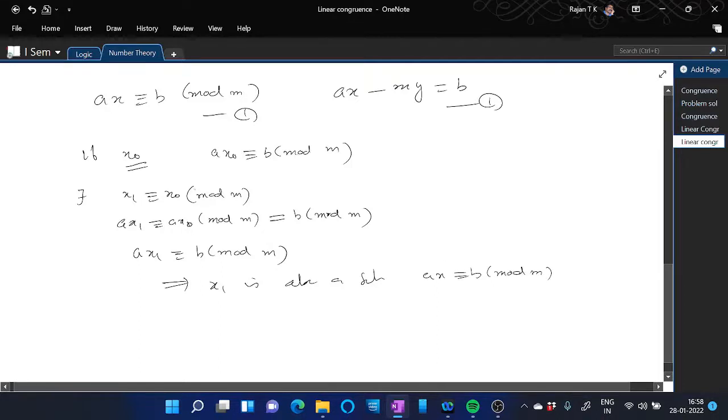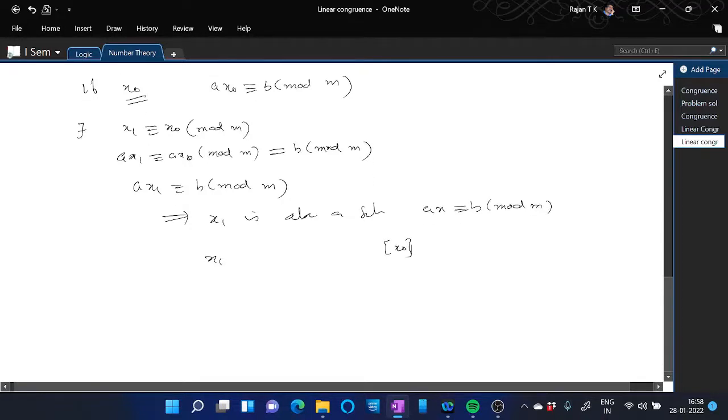So this result establishes that if there is a solution, then there are actually infinitely many solutions, and this x1 is congruent to x0. So any integer congruent to x0 modulo M is also a solution to Ax congruent to B modulo M. In general, all the elements in the congruence class of x0 are solutions to Ax congruent to B modulo M.